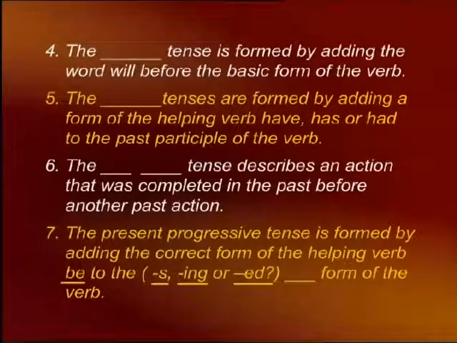And the last one, the present progressive tense is formed by adding the correct form of the helping verb be to the S form of the verb, or the ing form of the verb, or the ed form of the verb. Which one is it? And we are talking about the present progressive tense, so it has to be the ing form. Now that was a review of the lesson so far.